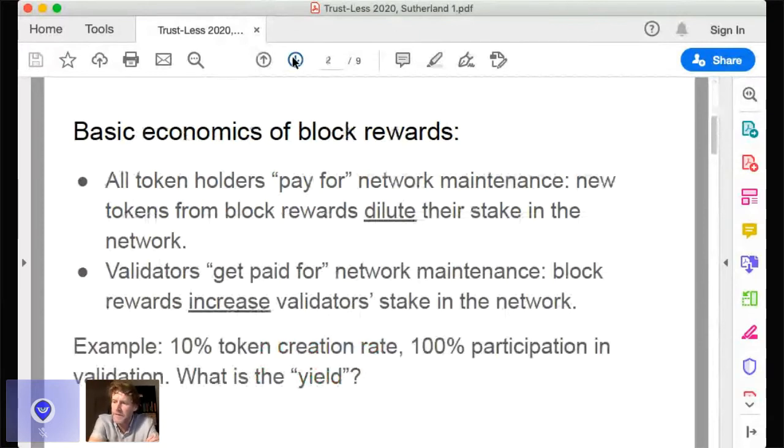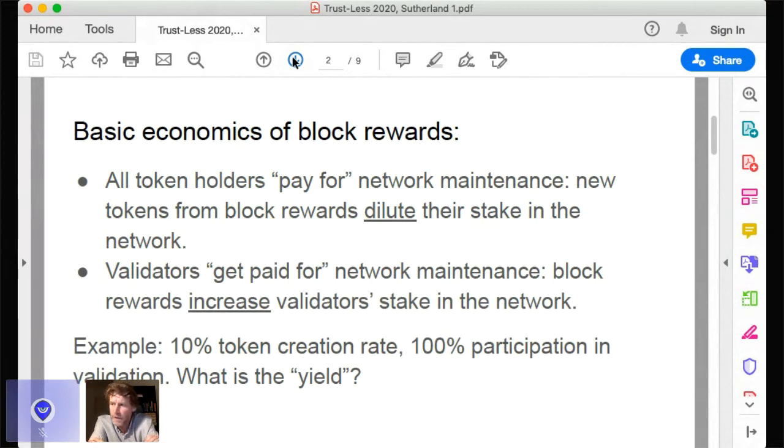To get to a good understanding of why these rewards are not interest or dividends, I want to offer a way of thinking about the basic economics of proof of stake validation, and that is to think of it as that all token holders of a particular cryptocurrency pay for network maintenance, because the new tokens from block rewards dilute their stake in the network. And simultaneously, these validators get paid for performing that network maintenance as these block rewards increase the validator's stake in the network. So in other words, block rewards serve, and it's useful to think of them in this way, as transferring stake in the network away from all token holders and then putting it in the hands of validators.